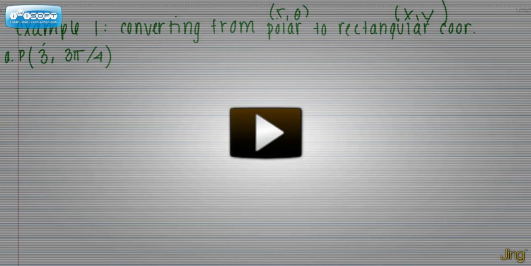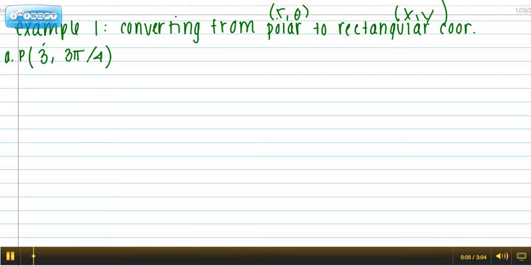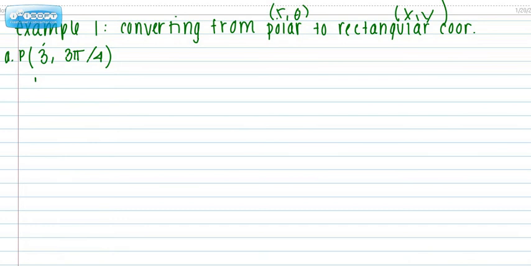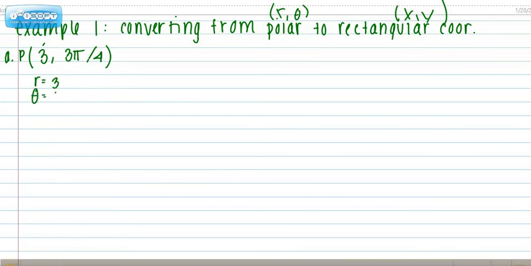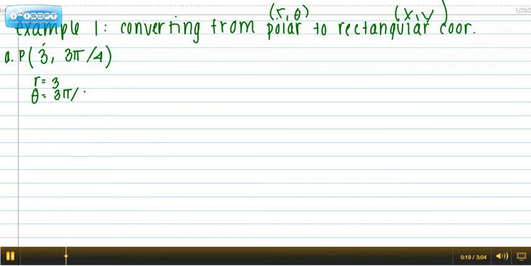Okay, for our first example, we're going to take a look at converting from polar to rectangular coordinates. So looking at example A on your worksheet, we are given the polar coordinate (3, 3π/4). So I know that in this case, my r value is going to equal 3, and theta, of course, is going to be 3π/4.